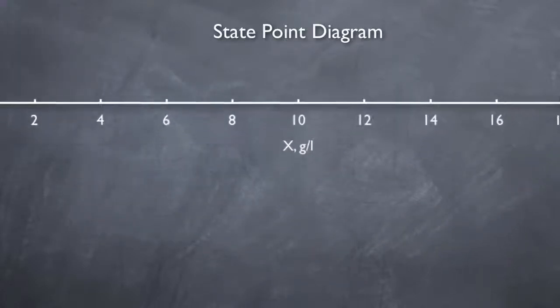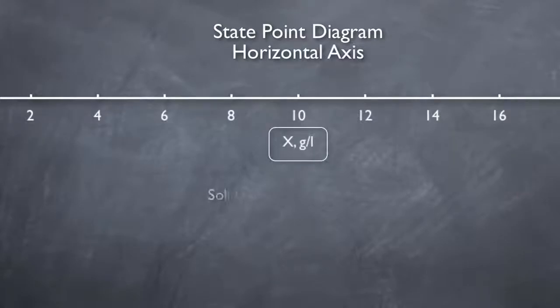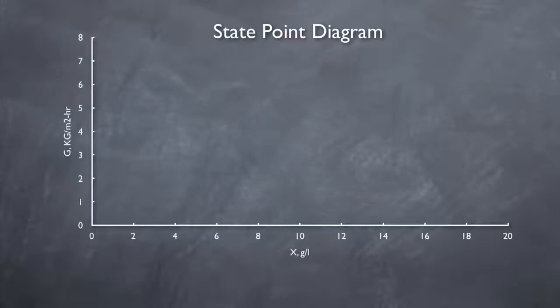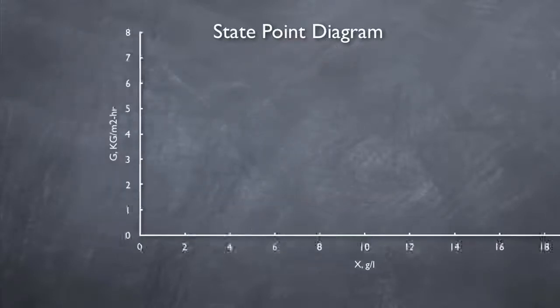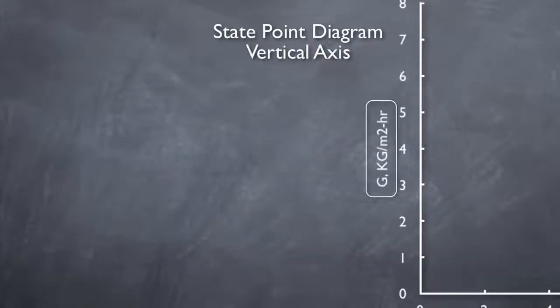The state point diagram consists of a horizontal axis, which represents the solid's concentration, X, measured in grams per liter. The vertical axis represents the solid's flux, G, measured in kilograms per meter squared hour. In this case, the solid's flux is the mass of solids passing through the clarifier in 1 hour, normalized to 1 square meter of clarifier area. Now that was a mouthful. Let's try and simplify it.